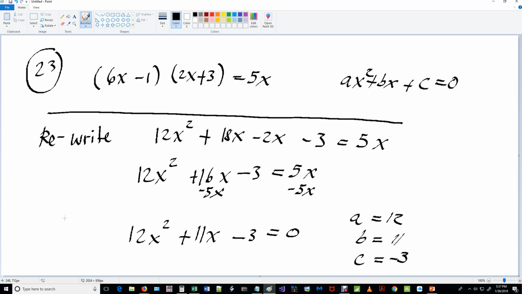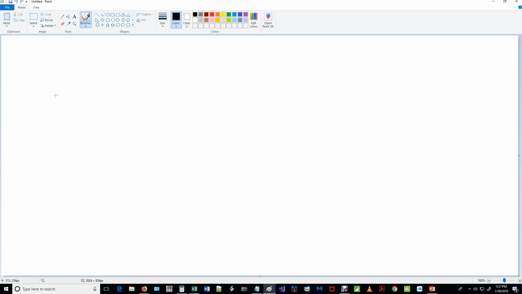But all right, let's go to the next slide. This is 12x squared plus 11x minus 3 equals 0. And we're going to the next slide. So this is the problem. 12x squared plus 11x minus 3 equals 0. And we know a will be 12, b will be 11, and c is minus 3.